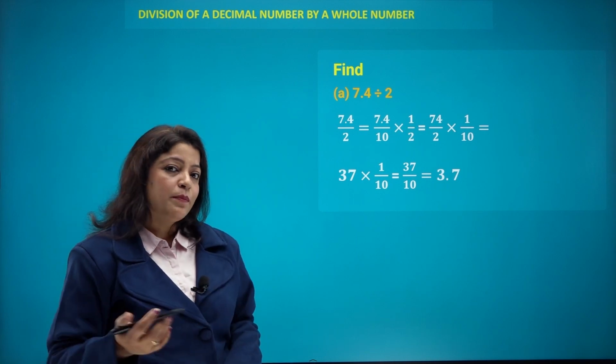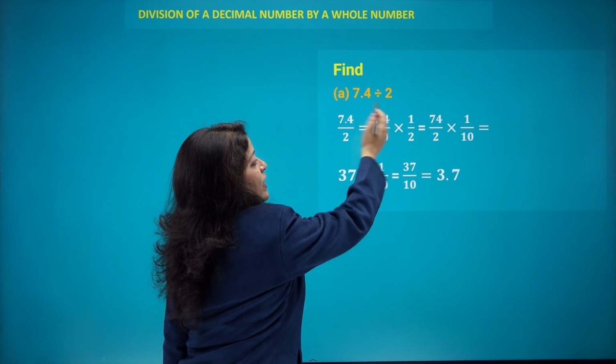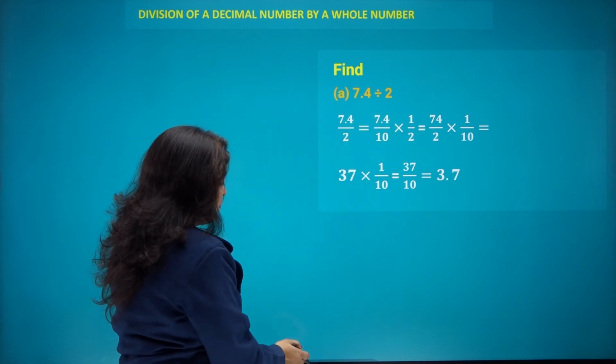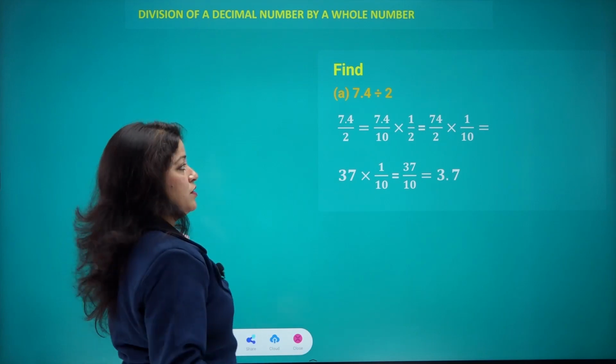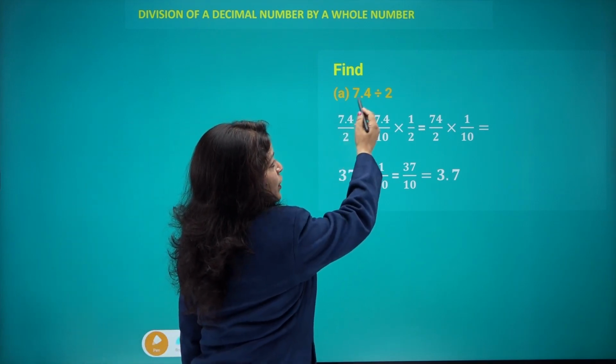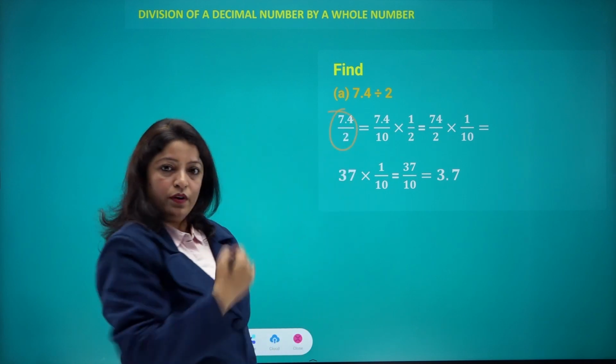Again, a very important, but the same process is followed over here. When any decimal is divided by a whole number, simple. First of all, we have to remove the decimal by converting it to a fraction. Here, 7.4 divided by 2 can be written as 7.4 upon 2, right?